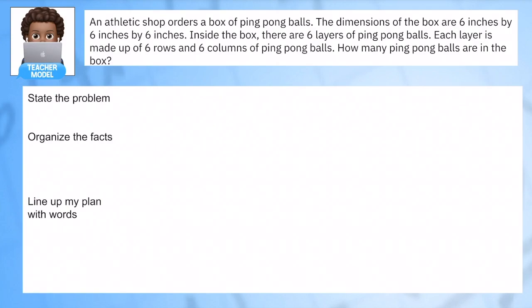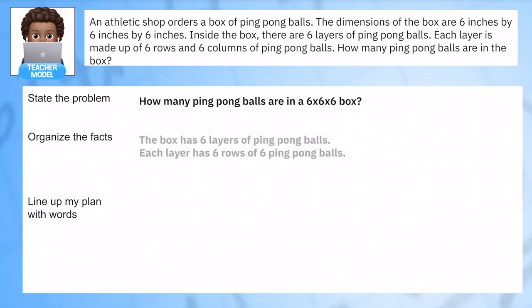So again, a little bit complicated. So let's start off. We just want to know how many ping pong balls are in the box. At first, it sounded like a volume problem, but it's not. We just want to know how many ping pong balls are in there. And we know that the box has 6 layers of ping pong balls, and each layer has 6 rows of 6. So I know there are a lot of 6s in this problem.